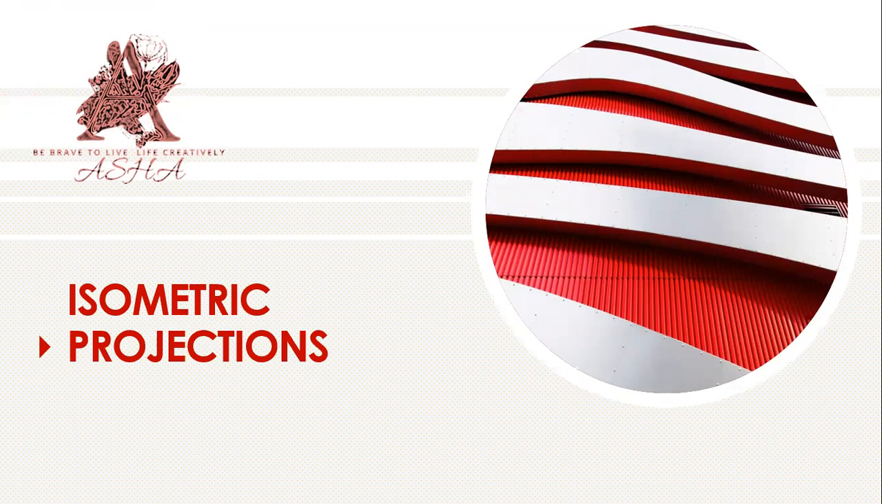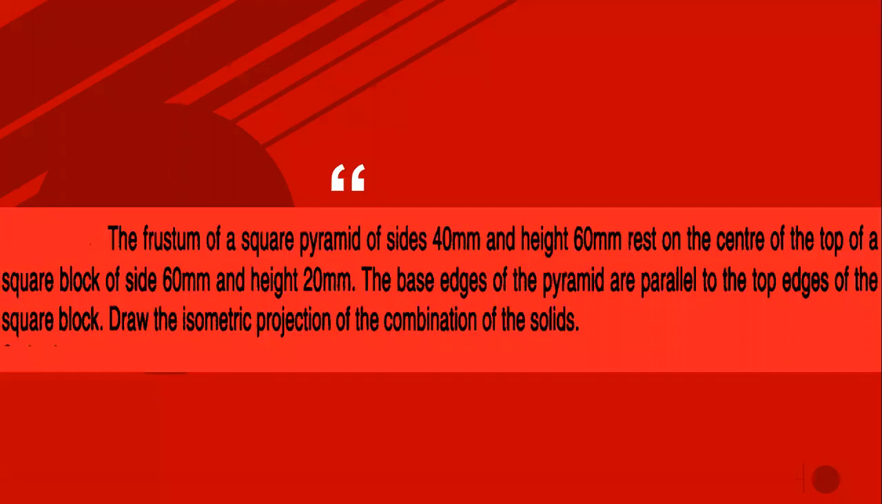In this lecture, we will be discussing isometric projections. The frustum of a square pyramid of sides 40 mm and height 60 mm rests on the center of the top of a square block of side 60 mm and height 20 mm. The base edges of the pyramid are parallel to the top edges of the square block. Draw the isometric projection of the combination of the solids.